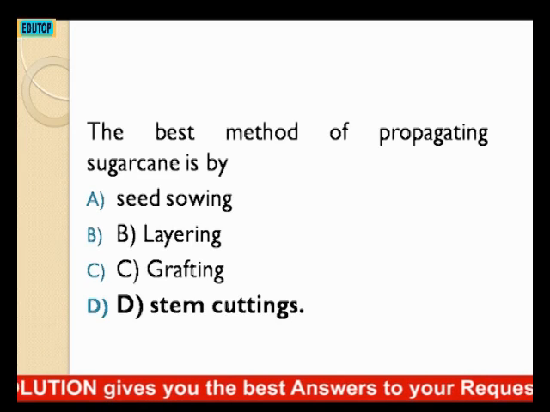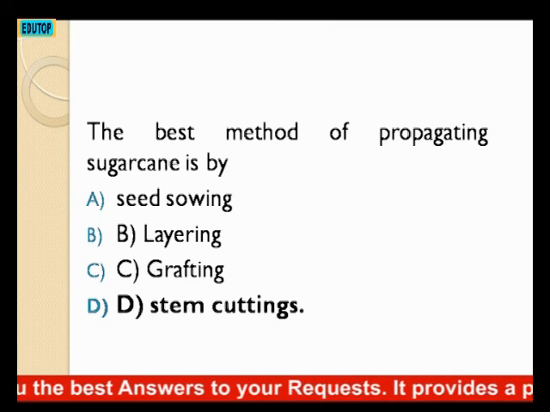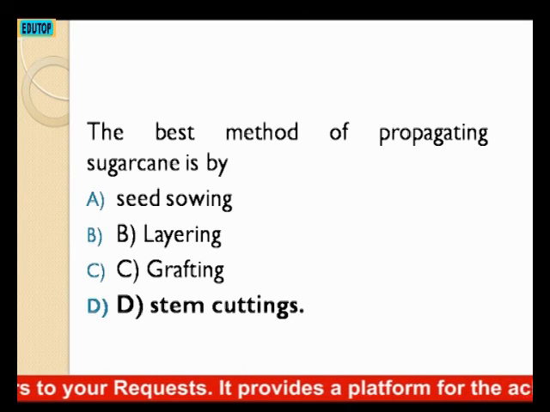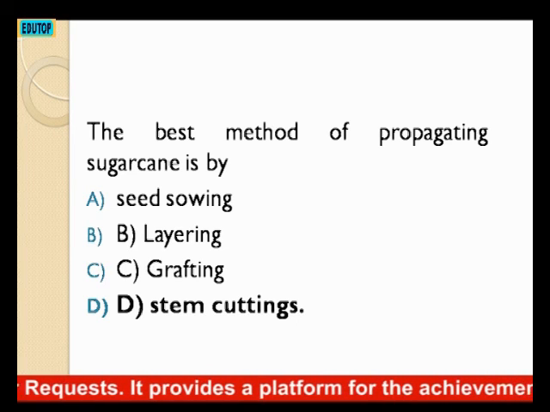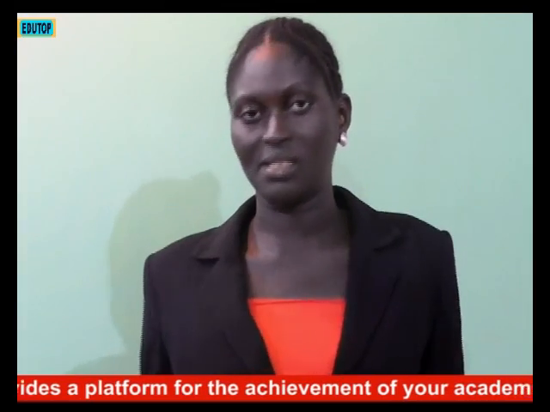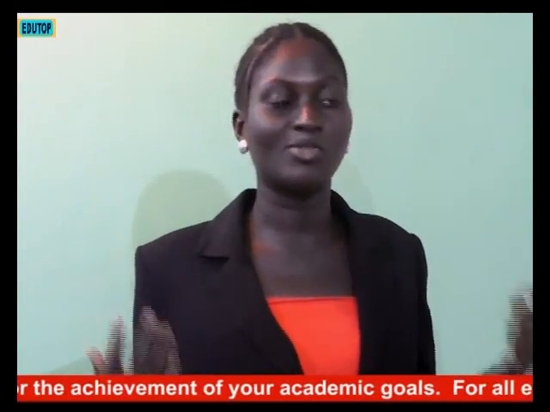The next question. The best method of propagating sugarcane is by A seed sowing, B layering, C grafting, D stem cutting. Seed sowing is when you take the seed and plant it. I've not seen sugarcane seed before.